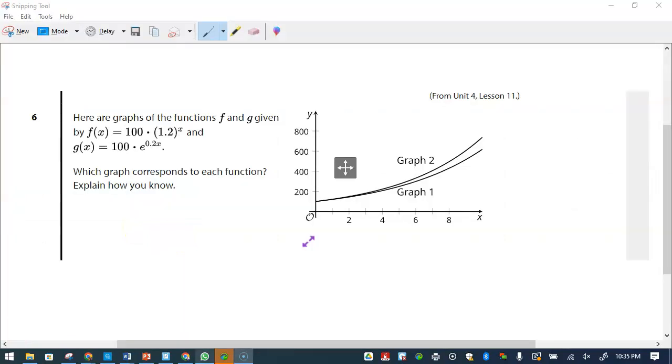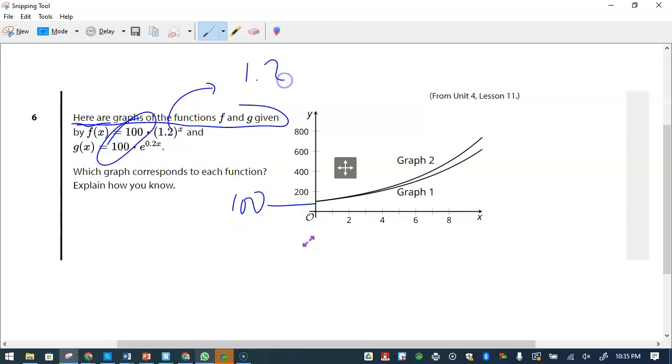And this is where you really check whether you understand the concept. Here are the two graphs, f and g. So you have two graphs shown, but how do you know which one is which? Now both start at 200. That's a good thing. This is 100. And the first one has a growth factor of 1.2. The second one, look at this. It's not the way it is shown.